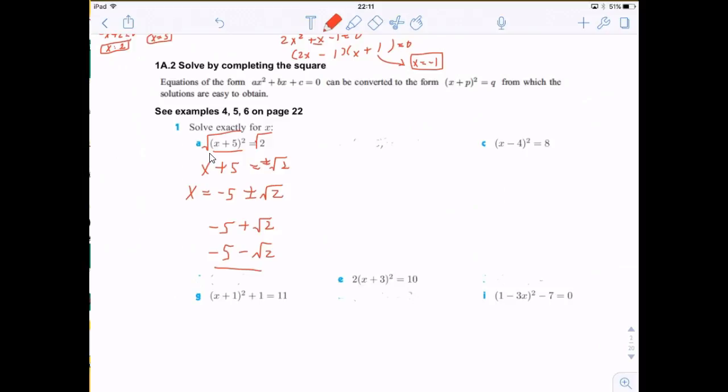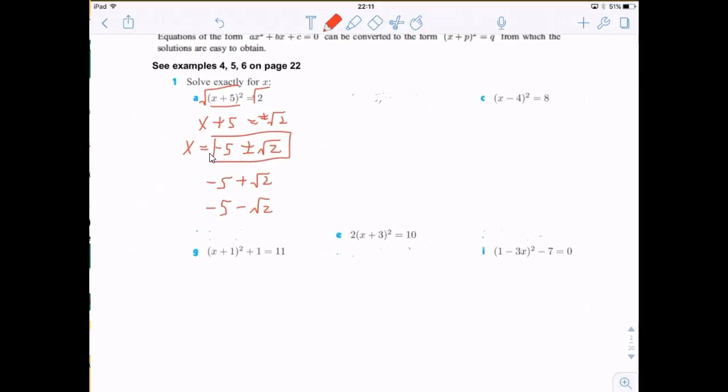That would be about negative 6.414. It goes on forever. Okay? So those are the two solutions. Compactly, we write both solutions like this. Okay? Negative 5 plus square root of 2 or negative 5 minus square root of 2. Okay, let's move on to C.